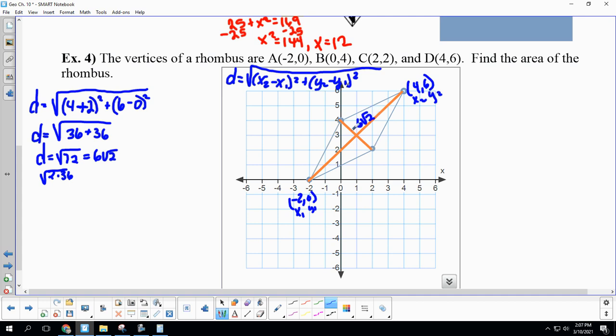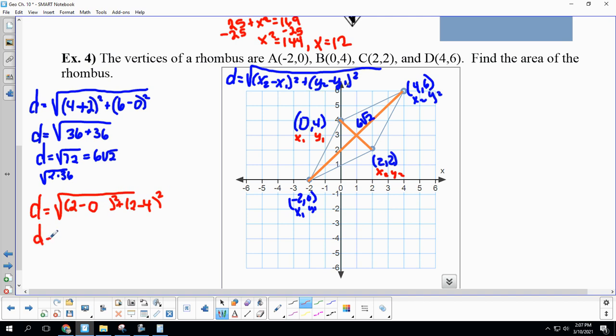So now we have to find the second diagonal. It goes from 0, 4 to 2, 2. And we're going to distance formula that as well. So if this is x1, y1, and x2, y2, we're going to fill in that little formula. x2 minus x1, 0. Yes, I love when we have zeros. y2 minus y1. Don't forget the squares.